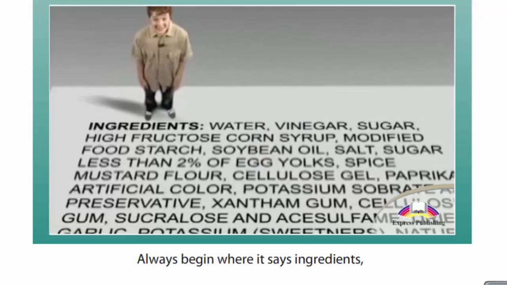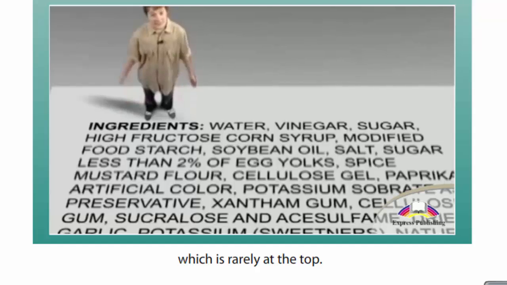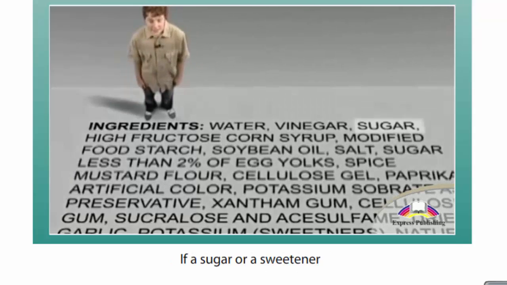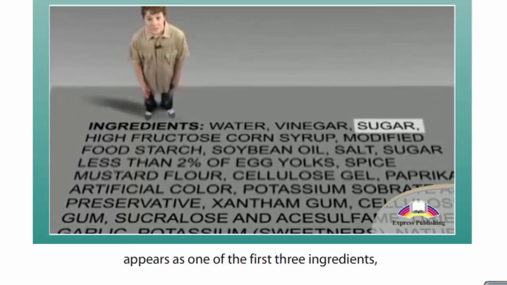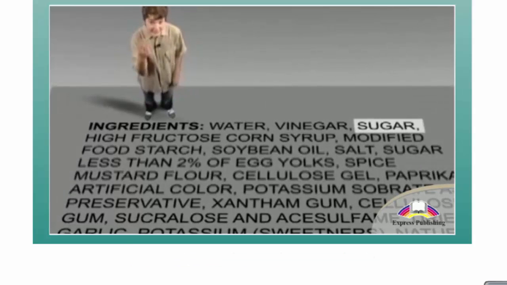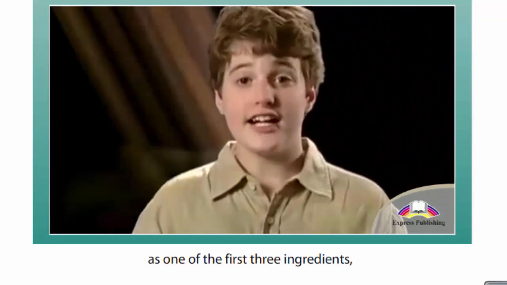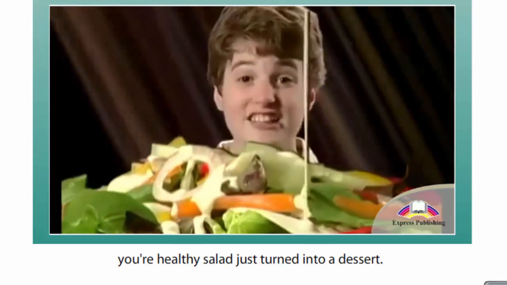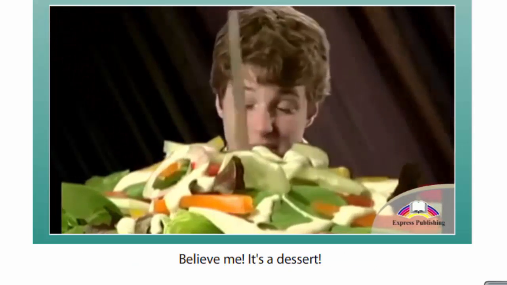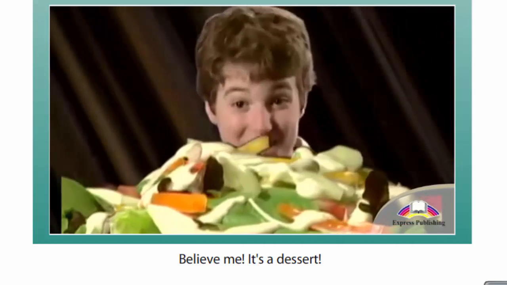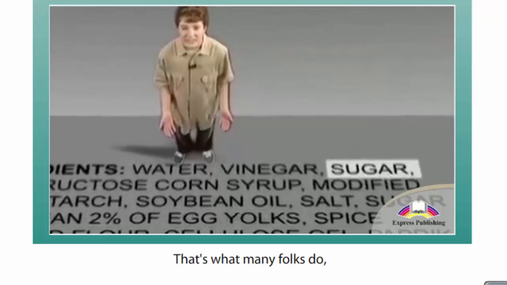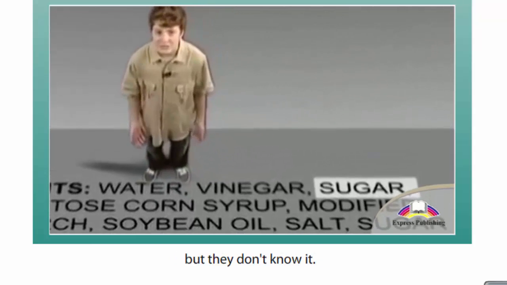Here's a cool trick. Always begin where it says ingredients, which is rarely at the top. Look at the first ingredients. If a sugar or a sweetener appears as one of the first 3 ingredients, it's a dessert. A salad dressing that has sugar as one of the first 3 ingredients, and you put it on, your healthy salad just turned into a dessert. Believe me, it's a dessert. How can you stay healthy if you eat desserts all day? That's what many folks do, but they don't know it.